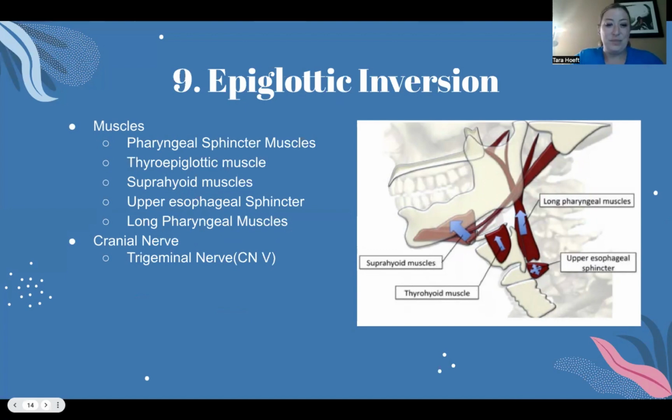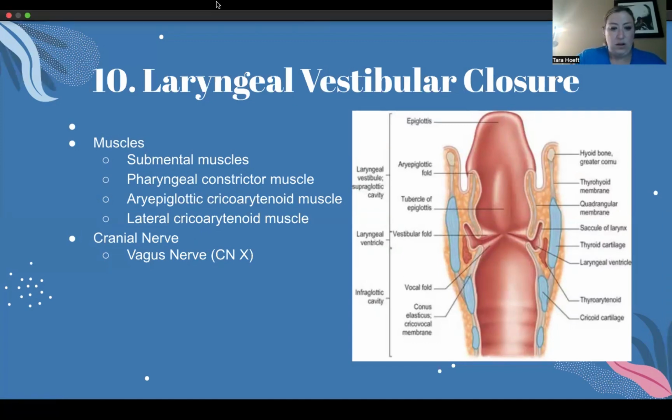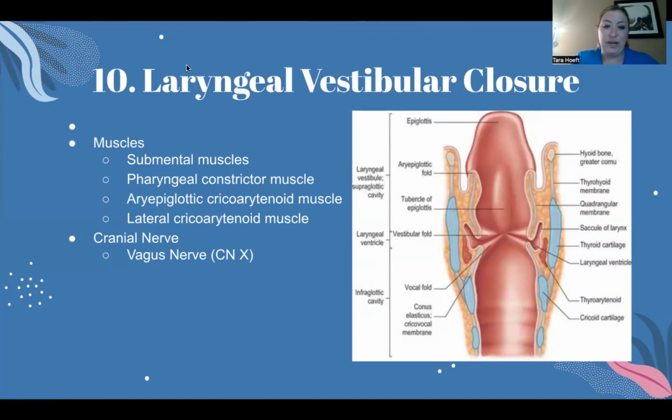Epiglottic inversion is a passive movement that helps protect the airway during swallowing. It involves the retraction of the tongue base and the elevation of the tongue. So the laryngeal vestibular closure is a complex mechanism that involves several muscles and structures working together to prevent material from entering the airway during swallowing.